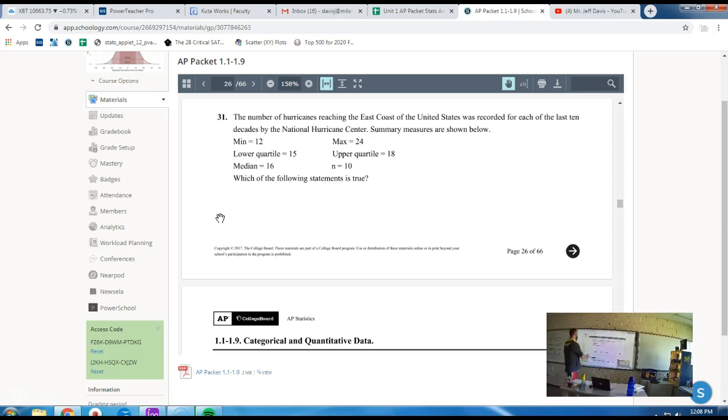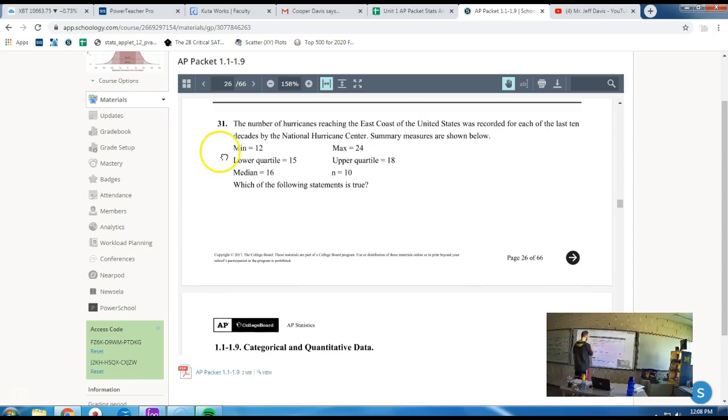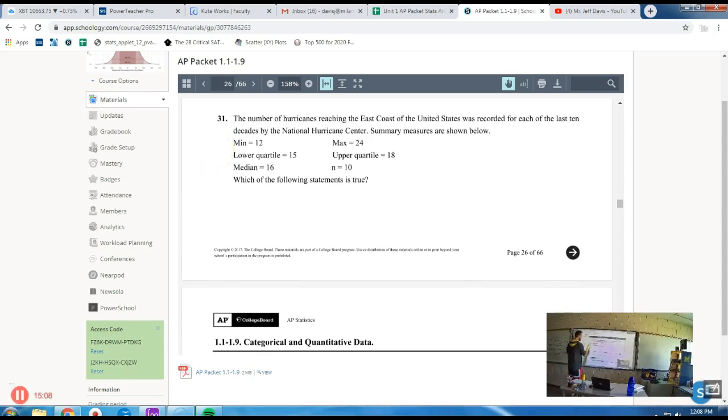32 or 31, sorry. Number of hurricanes, we've got a min, a max, a Q1, so lower quartile is Q1, median is essentially Q2, upper quartile is Q3. Which of the following statements is true?